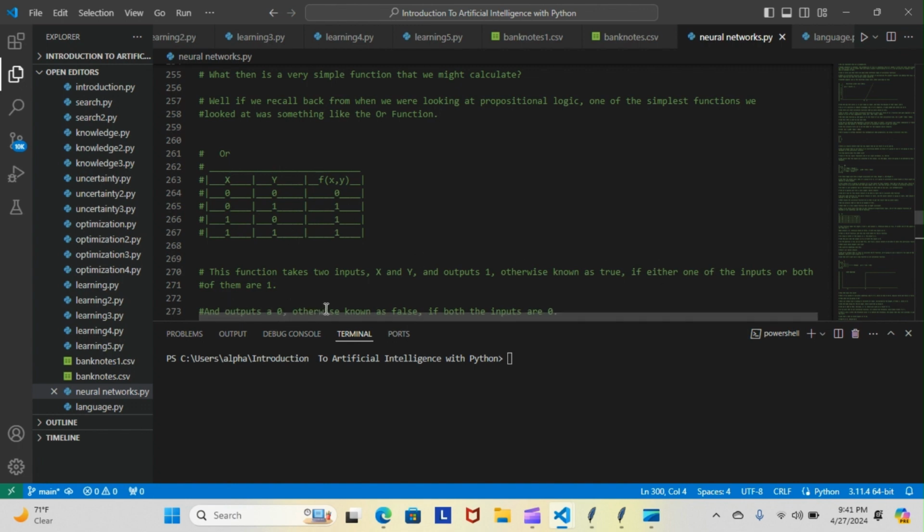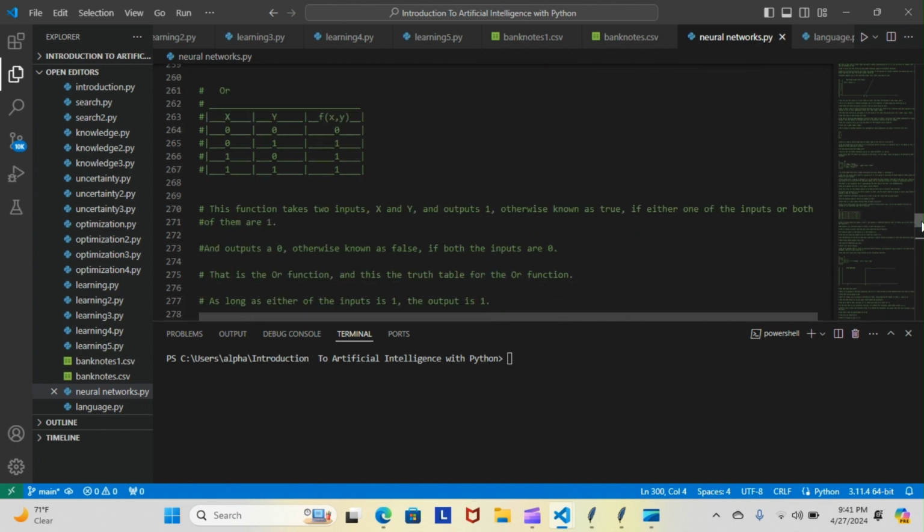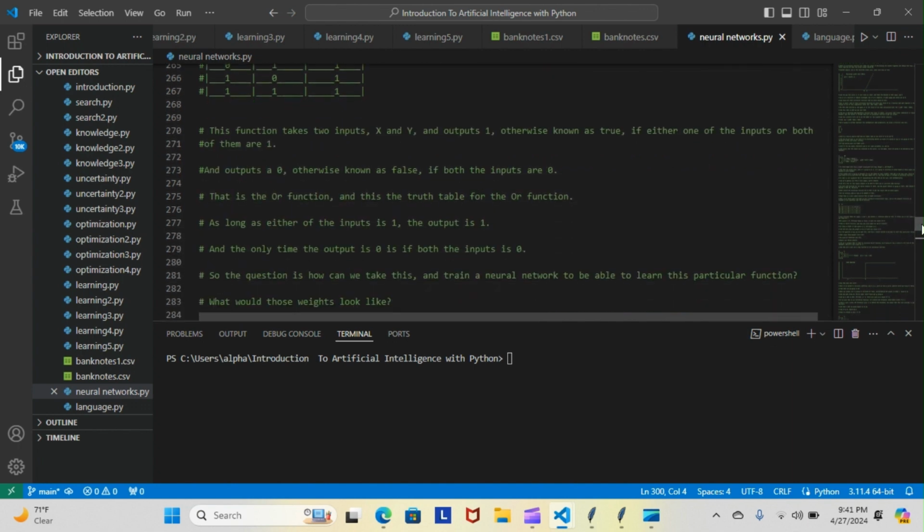It outputs 0, otherwise known as false, if both the inputs are 0. As you can see here, we have a 0 for the first one because both inputs are 0. And those represent false and true. So this is the OR function, and this is the truth table for the OR function. As long as either of the inputs is 1, the output is 1, and the only time the output is 0 is if both the inputs are 0. So the question is, how can we take this and train a neural network to be able to learn this particular function? What would those weights look like?